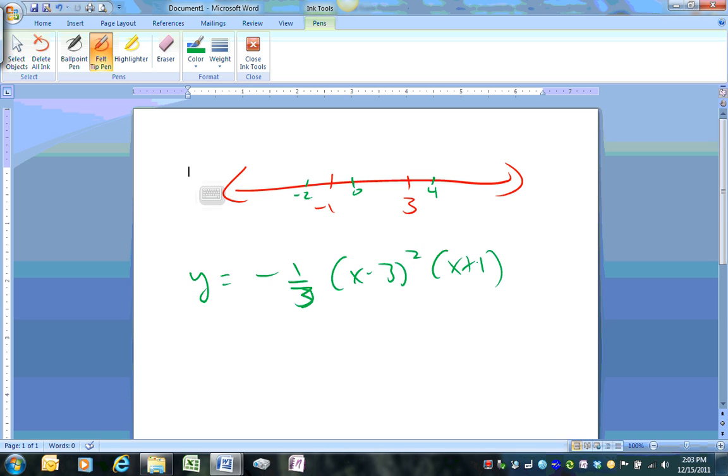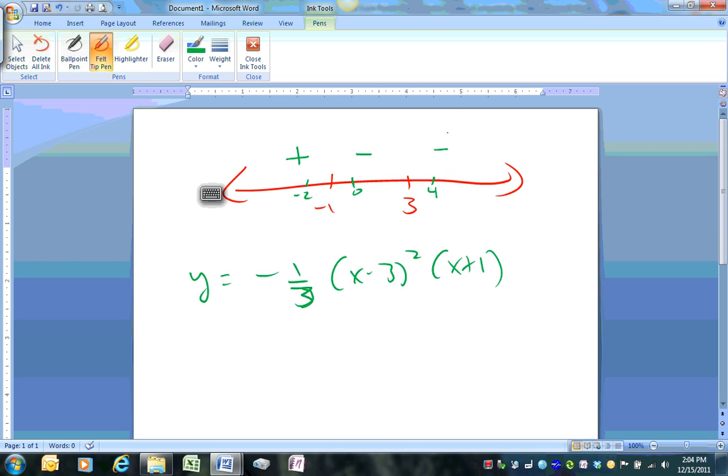If we were to plug in negative 2, we get negative 2 minus 3, which is negative 5. Negative 5 squared is 25. But then times negative 1/3 makes it negative. Then if we plug in negative 2 plus 1, we also get another negative. So altogether, it'll wind up becoming positive. So it's positive here. If you plug in 0, we get 0 minus 3. Negative 3 squared is 9. Negative 1/3 times 9 is a negative value. Times 1 will still stay negative. If I punch in 4, 4 minus 3 squared is 1. Times negative 1/3 is negative. Then times 4 plus 1, which is 5. Negative times 5 is still negative.